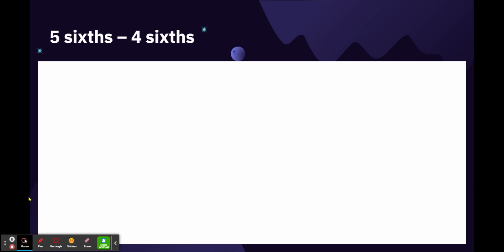So let's look at 5/6 take away 4/6, right? So if I have 5/6 take away 4/6, if we leave our units the same, that's going to be 6. And 5 take away 4 is 1. So we will have 1/6.